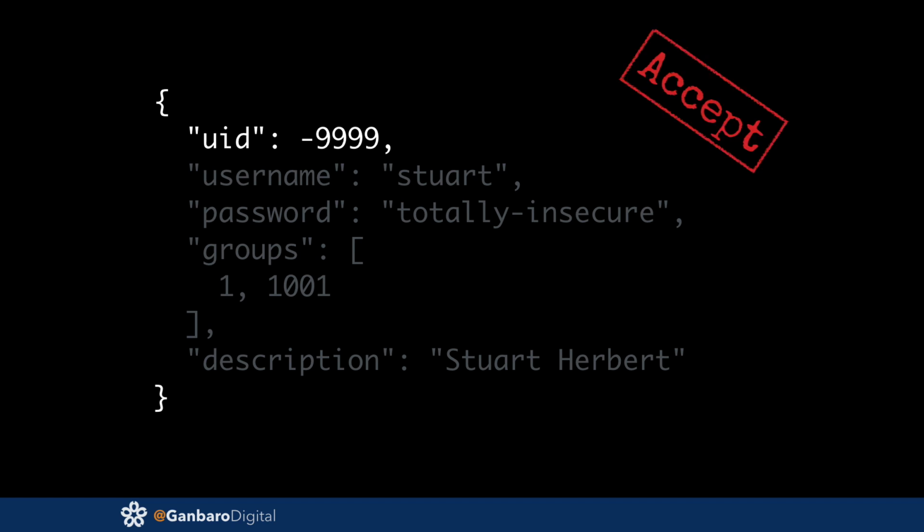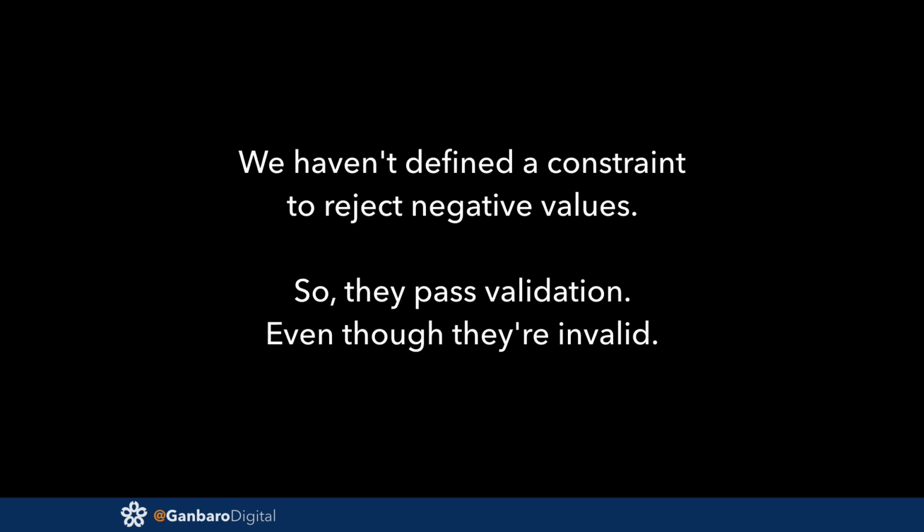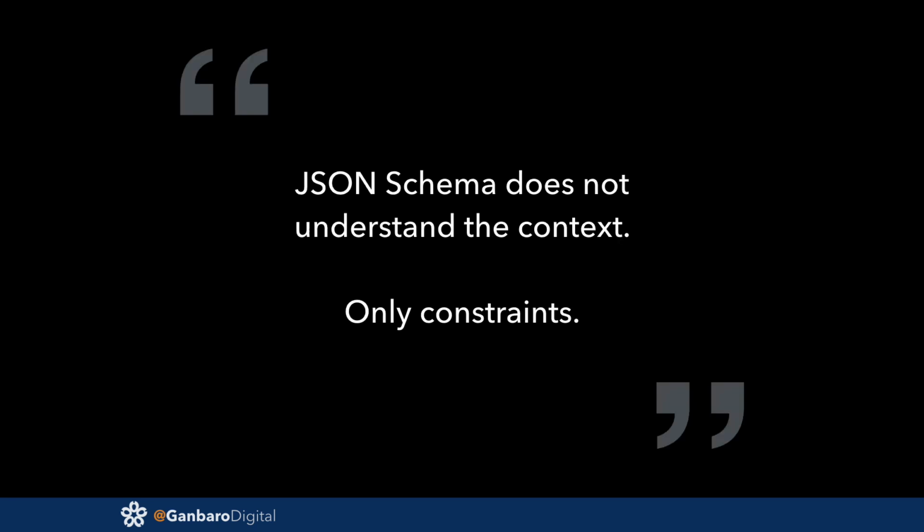But we don't want that, because Unix systems don't like negative user IDs, with one exception: -1. So, as you've all got your head around this, we haven't put enough rules in place to reject those negative numbers yet, because we're writing a schema to validate a Unix user ID. The JSON Schema validator doesn't know what we're doing. It doesn't care. It doesn't understand the concept of a Unix user ID. It only understands constraints. So you have to put the constraints in for it to do its job.